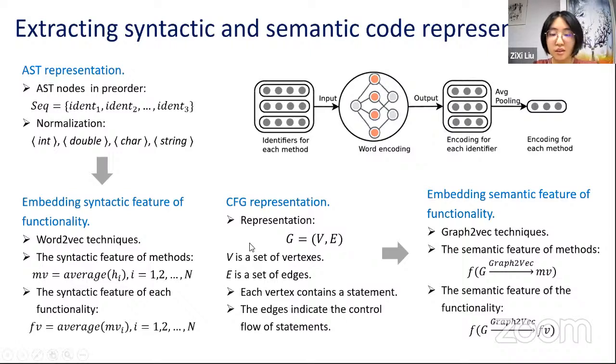As for semantic information, we extract the CFG of each method. It is a directed graph with a set of vertices and edges. Then we apply graph2vec, a graph embedding technique, to generate the corresponding feature vector. For the methods with call relationship, we first connect the corresponding CFGs, which has been explained before. Then we apply graph2vec on it.